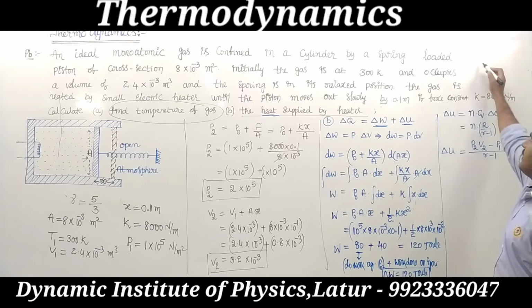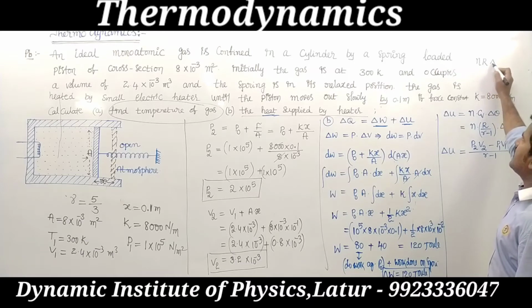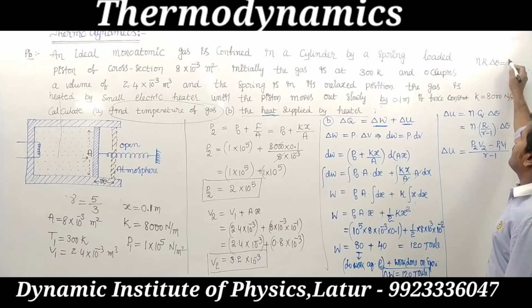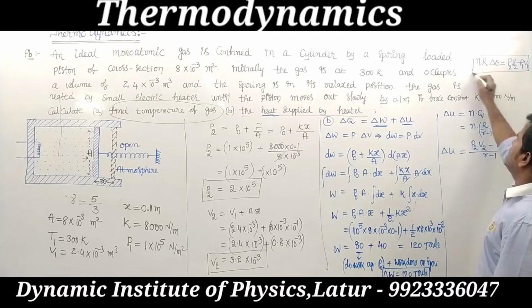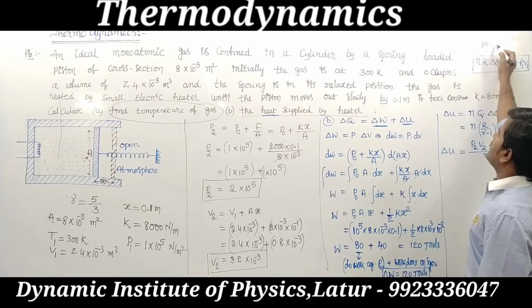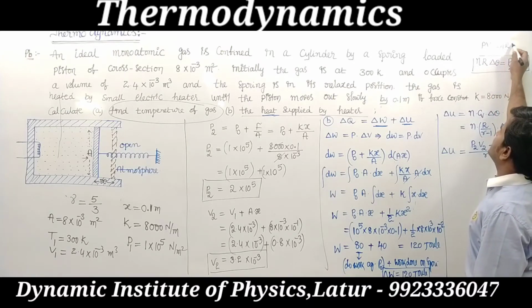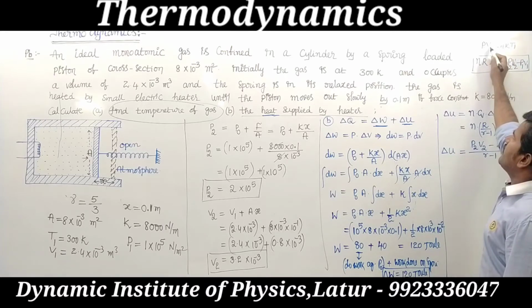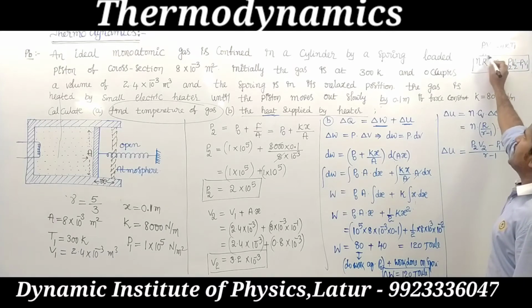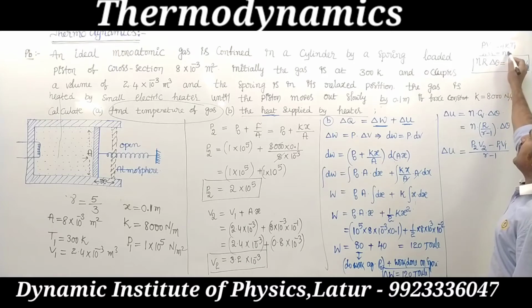nR delta theta equals P2 V2 minus P1 V1. That means P into V equals nRT. So this is P1 V1 equals nRT1, P2 V2 equals nRT2. So nR into T2 minus T1 equals P2 V2 minus P1 V1.